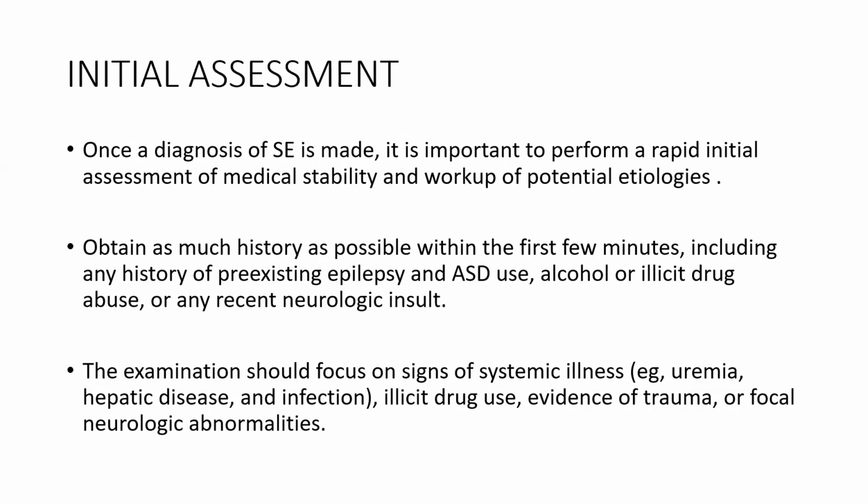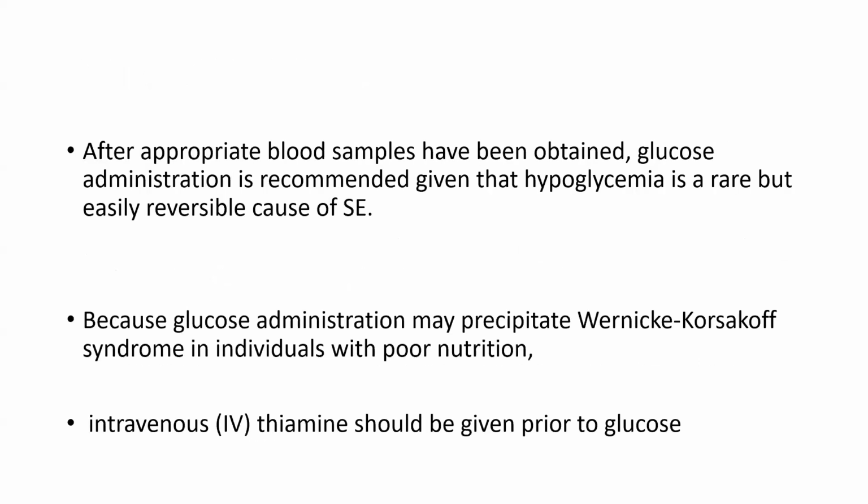Now, regarding initial assessment, once the diagnosis of status epilepticus is made, it is important to perform a rapid initial assessment of medical stability and workup of potential etiology. Obtain as much history as possible within the first few minutes, including any history of pre-existing epilepsy and anti-seizure drugs, alcohol or illicit drug abuse, or any recent neurological incident. The examination should focus on the signs of systemic illness such as uremia, hepatic illness, infection, illicit drug use, evidence of trauma, or focal neurological abnormalities.